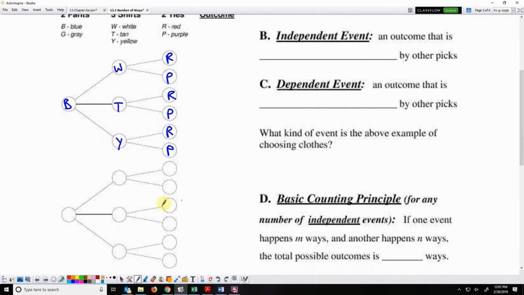Mr. Hill also has a pair of gray pants with which he could wear a white, tan, or yellow shirt, and with each combination there, he could wear a red or purple tie. So that's a total of 1, 2, 3, 4, 5, 6, 7, 8, 9, 10, 11, 12 different outfits that Mr. Hill could put together with that combination of clothing.